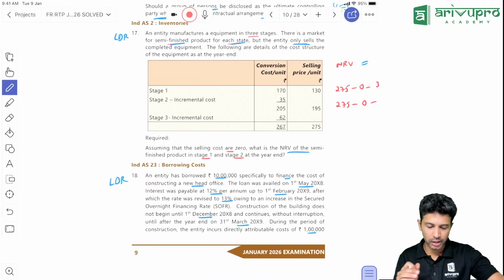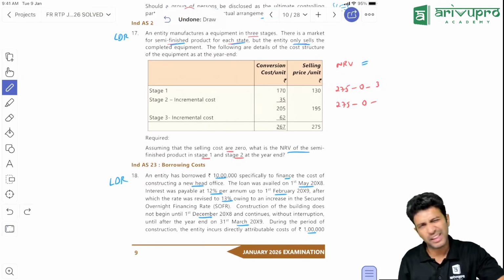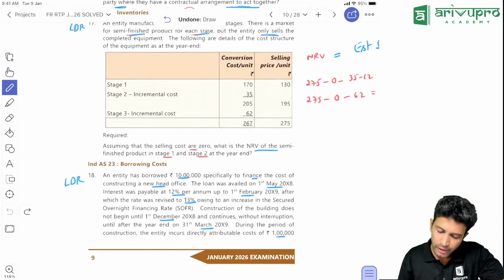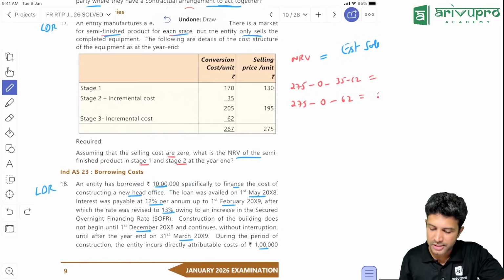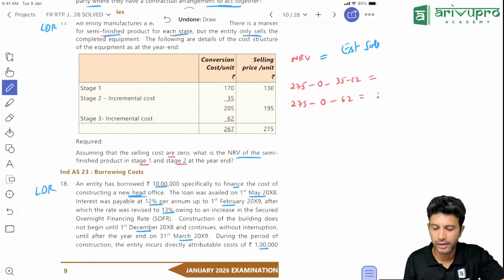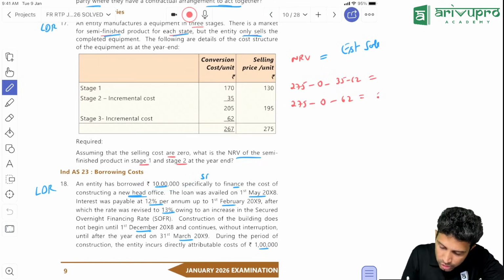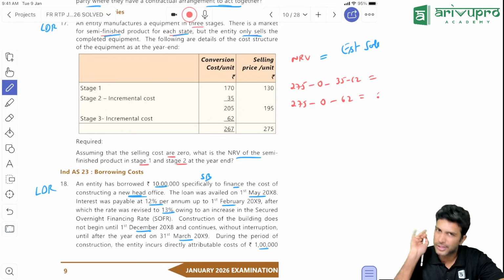Question number 18. This is on borrowing cost. Easy question, but good framing. A company has borrowed 10 lakh rupees specifically to finance the construction of a head office. Since we have borrowed this loan specifically for construction, it's a specific borrowing.